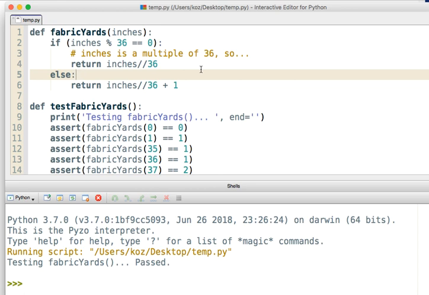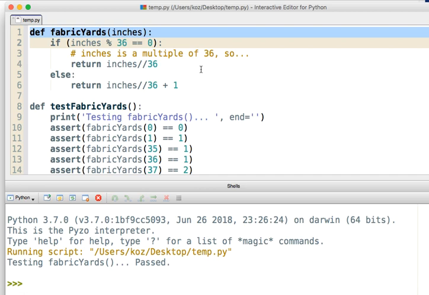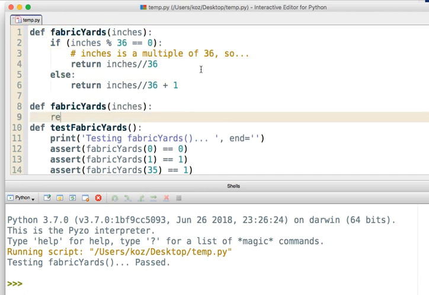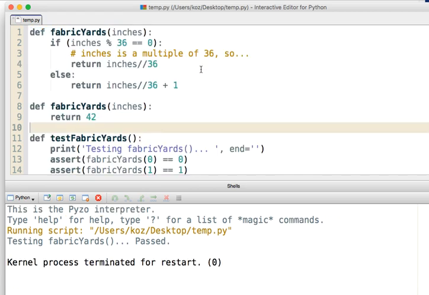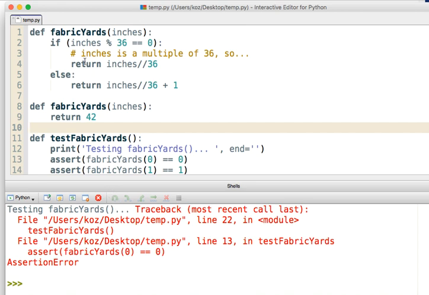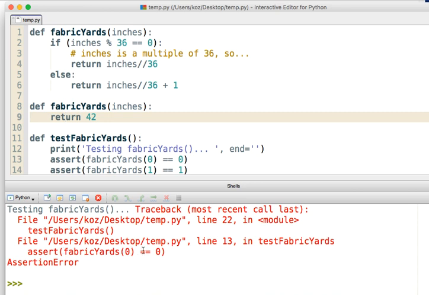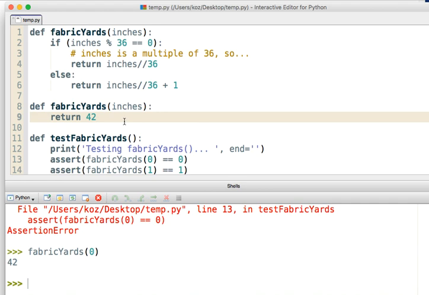Great. Now, there are other ways to solve this problem. There's many ways to solve every problem. Let's look at another way. This time, I'll go ahead and I'll take this function, and I'll put it here, and I'll return 42, and I'll rerun it, and we fail again. We have 2 versions of fabric yards here. When you do that, Python is going to use the last one, the second one in this case. So indeed, we're back to 42 here.